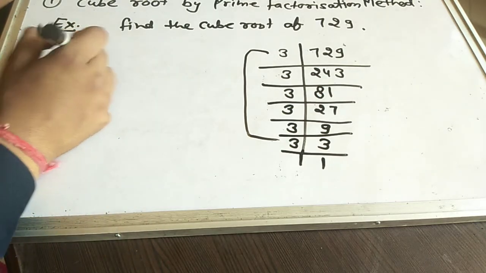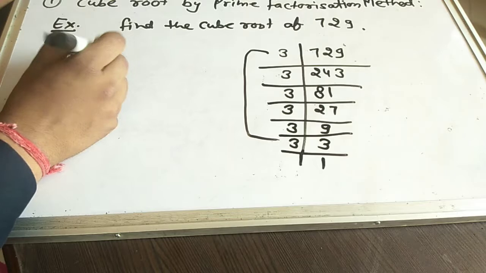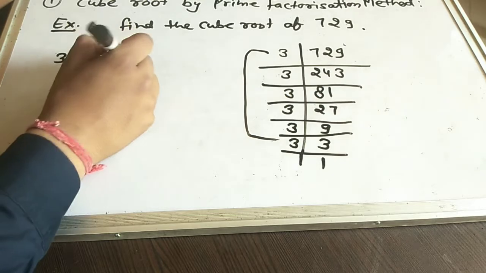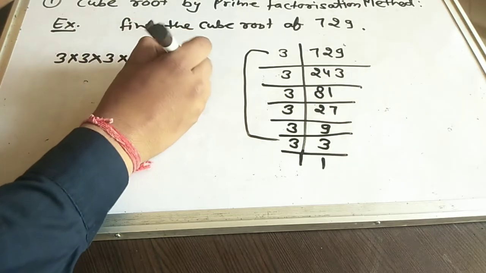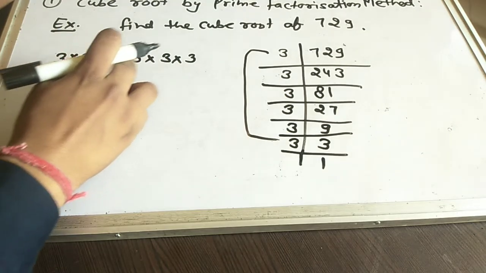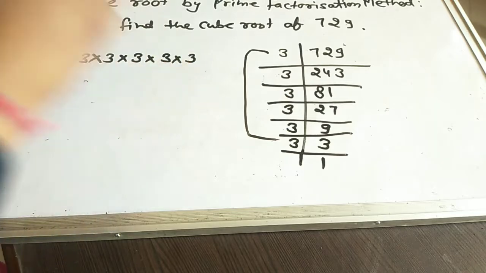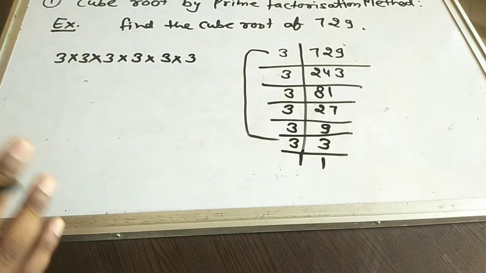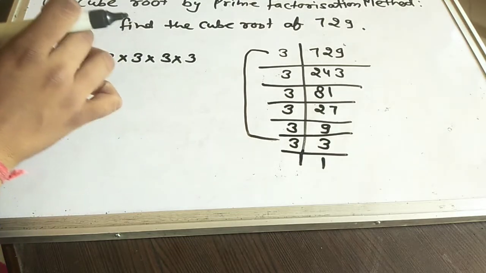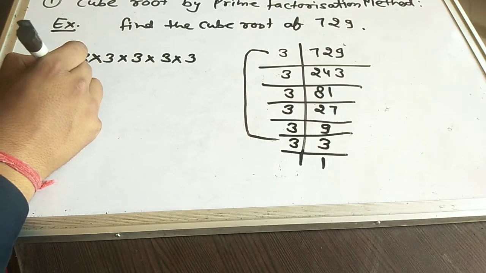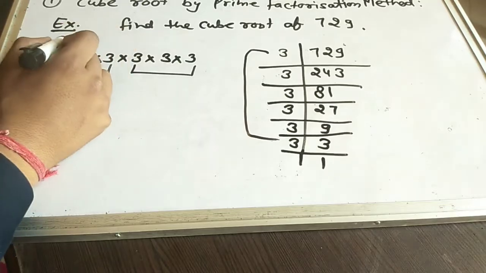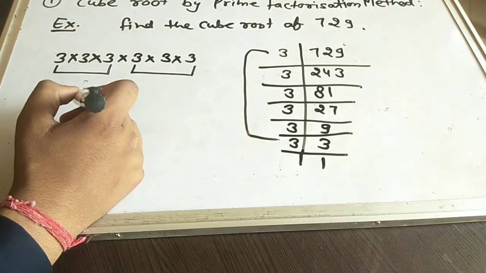So we will write here 3 multiply 3 multiply 3. How many times? 1, 2, 3, 4, 5, 6. 6 times. Okay. 3 multiply 3 multiply 3 multiply 3 multiply 3 multiply 3. Understood? Now we have to make pair of 3 equal integers. And in each pair the prime factors are same.